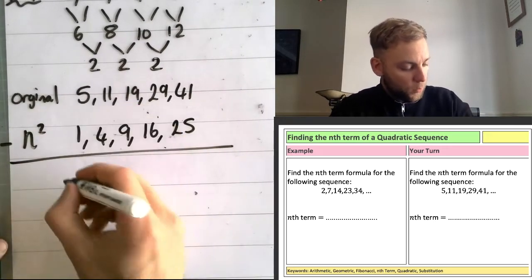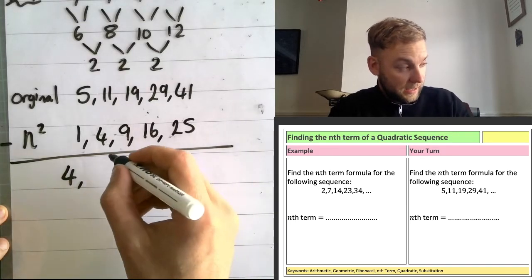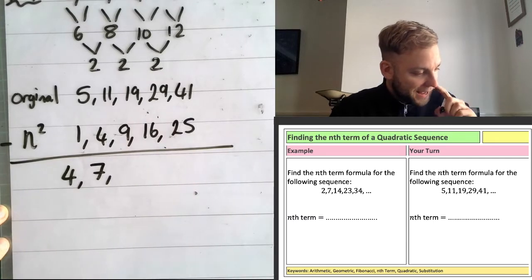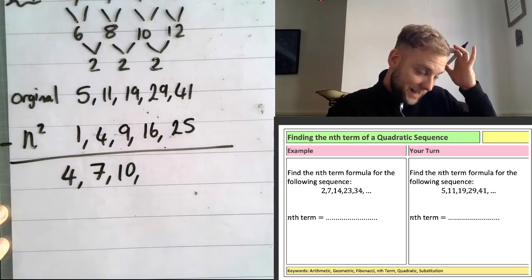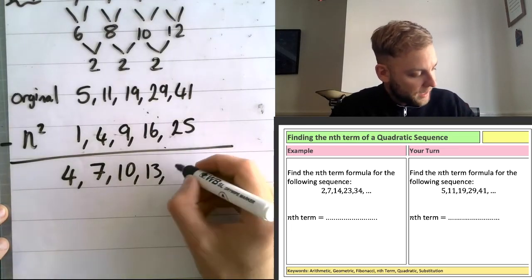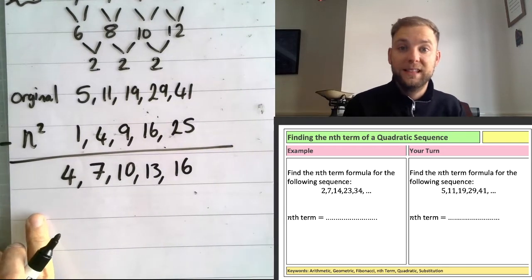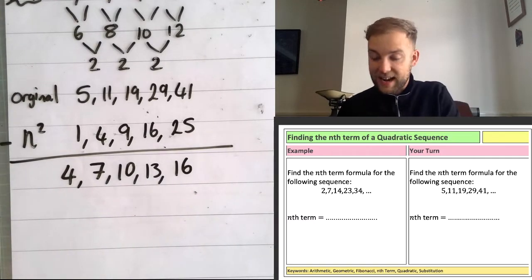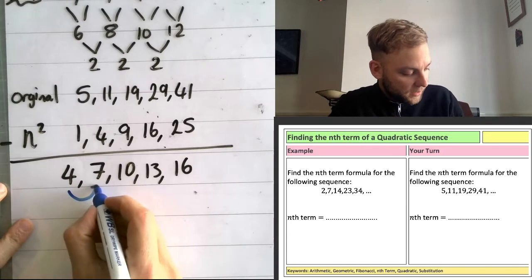So 5 take away 1 is 4. 11 take away 4 is 7. 19 take away 9 is 10. 29 take away 16 is 13. And 41 take away 25 is 16. Notice that this isn't just one number, so it's a sequence within a sequence. So then I need to find out the linear part of it, and I do that by looking at this.